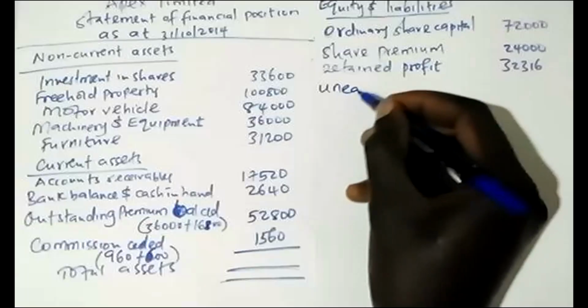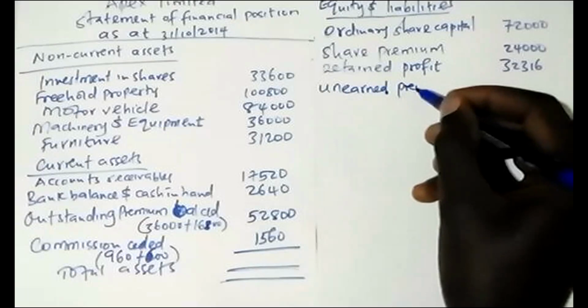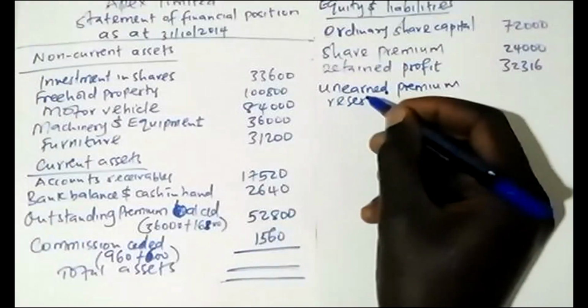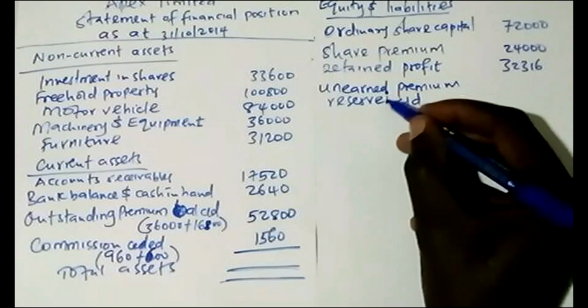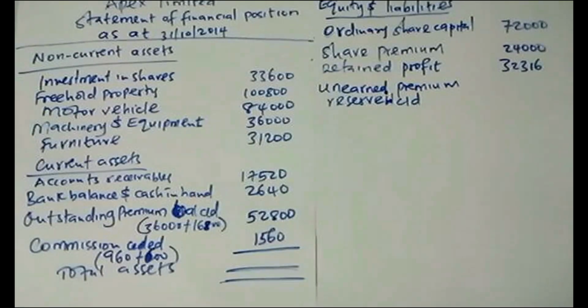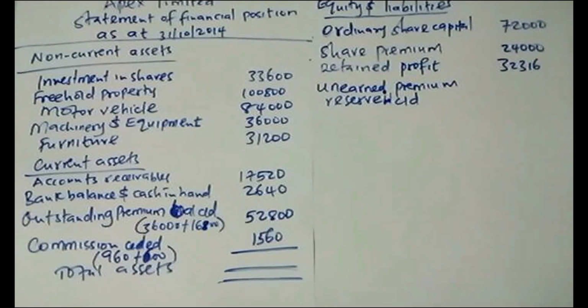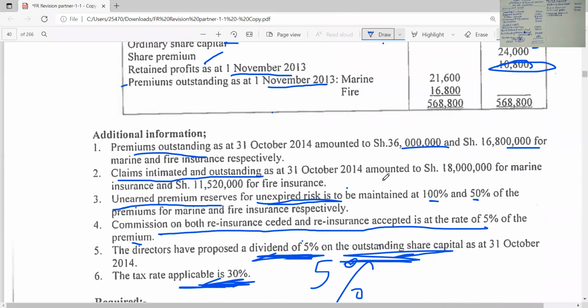Then finally, we have to record the unearned premium reserve. The one which was set aside for the premiums which might not be received in the future. They said that the balance carried down of the unearned premium was based on the percentages, because here they said unearned premium reserves for an expired risk is to be maintained at 100% and 50% of the premiums for marine and fire. So we did that one from our first statement.